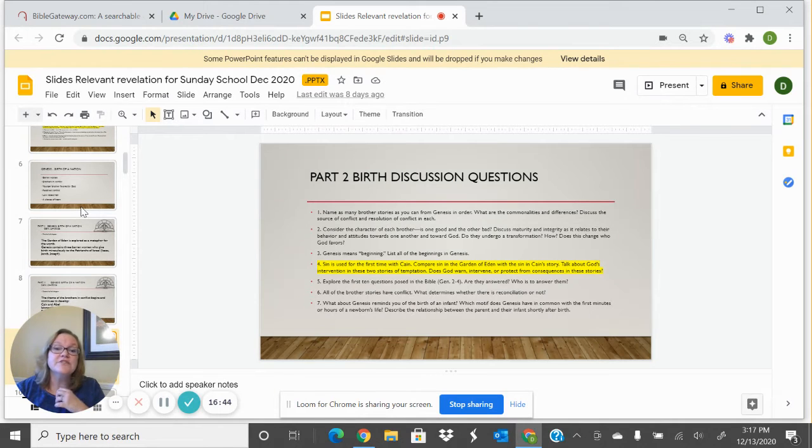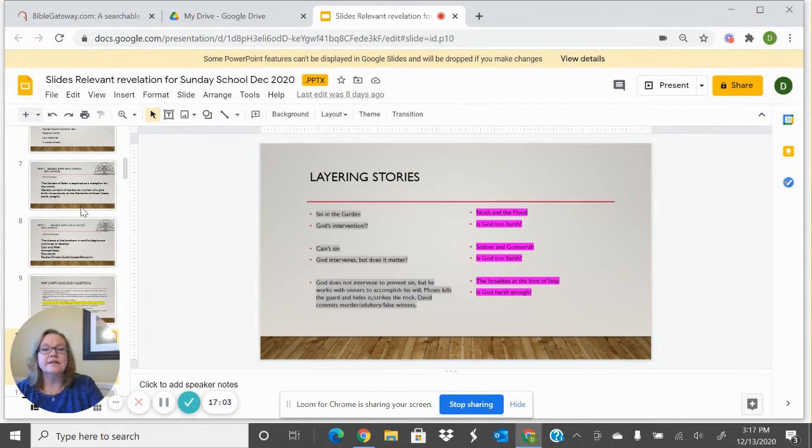So sin is used for the first time with Cain. Compare sin in the Garden of Eden with the sin in Cain's story and talk about God's intervention in these two stories of temptation. Does God warn, intervene, or protect from consequences in these stories? So I wanted to look at layering of stories, and this is my final slide, and so we're going to spend some time on this.